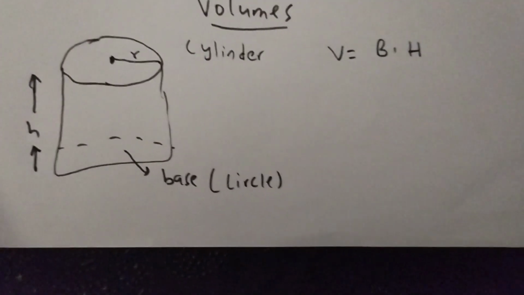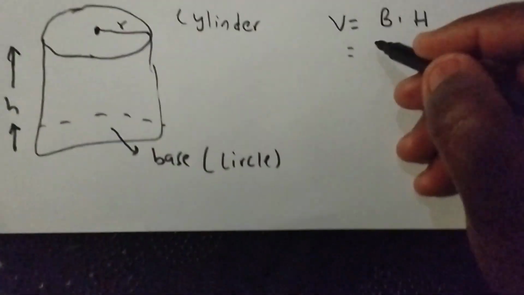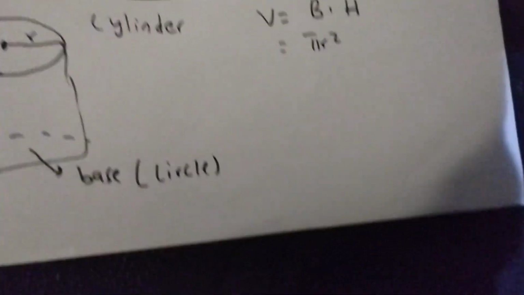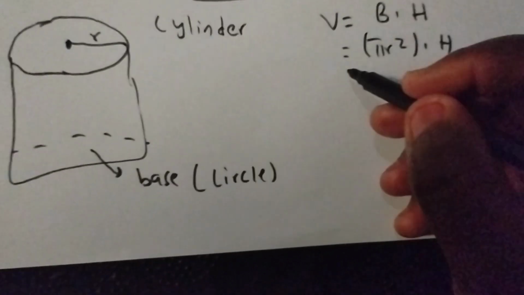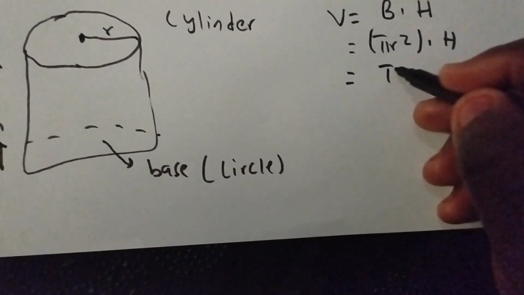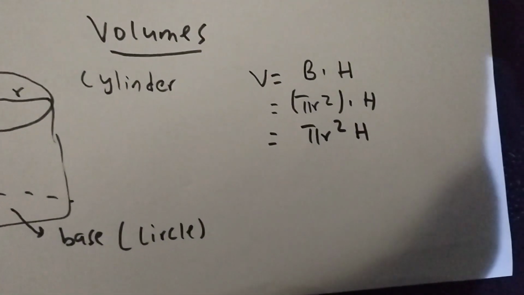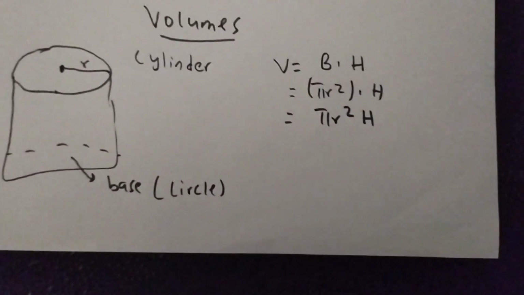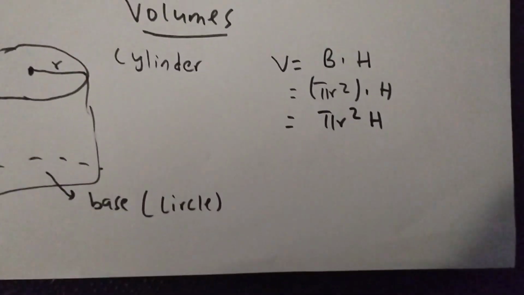But remember, it's the base of a circle. And then how do I find the area of a circle? Remember, the area of a circle is what? Pi r squared. The area of a circle is pi r squared, meaning the base area of this volume will be pi r squared times the height. Otherwise, the volume of a cylinder will be pi r squared times height. That will be a simplified formula to find the volume of a cylinder.